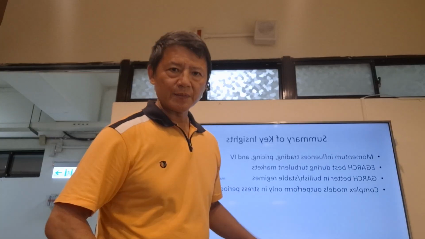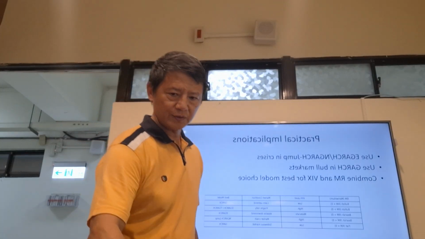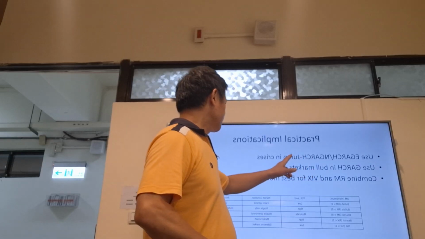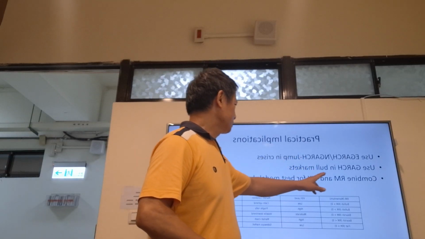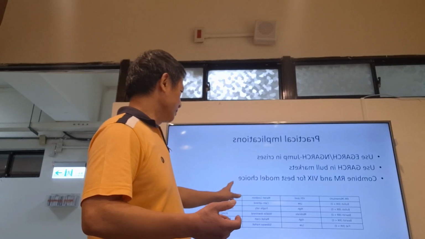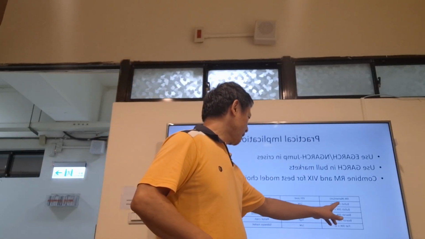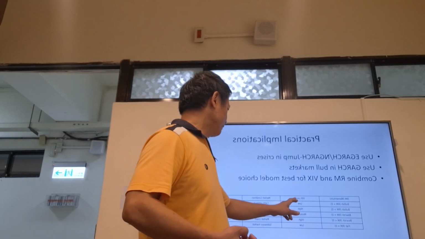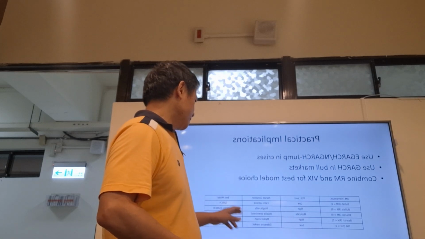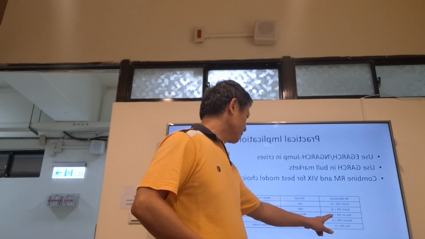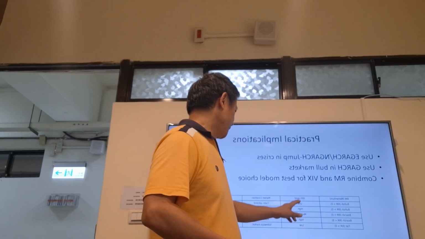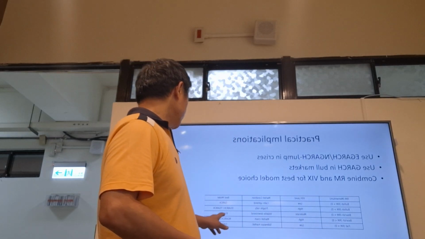And we have some summary, but I want to jump to the conclusion. How do we use it? We use EGARCH and EGARCH-jump in crisis, and use EGARCH in the bull market. And we combine RM and VIX for the best model. For the bullish case, RM is greater than 0, VIX is low and panic is low, we use EGARCH. When RM is smaller than 0, it's bear. When panic is moderate, we use EGARCH.